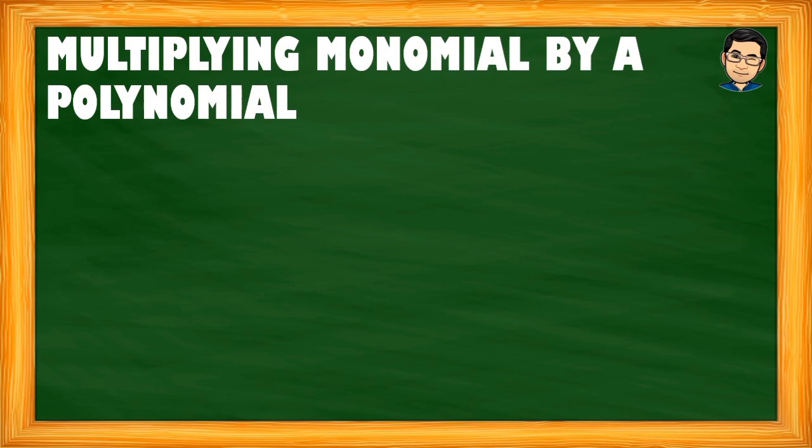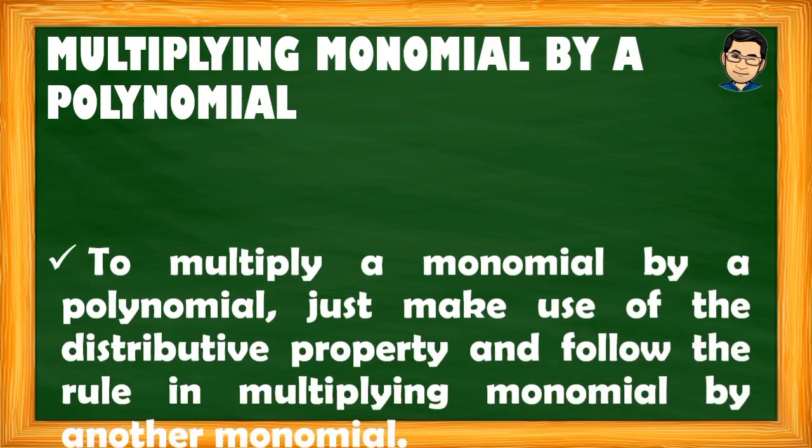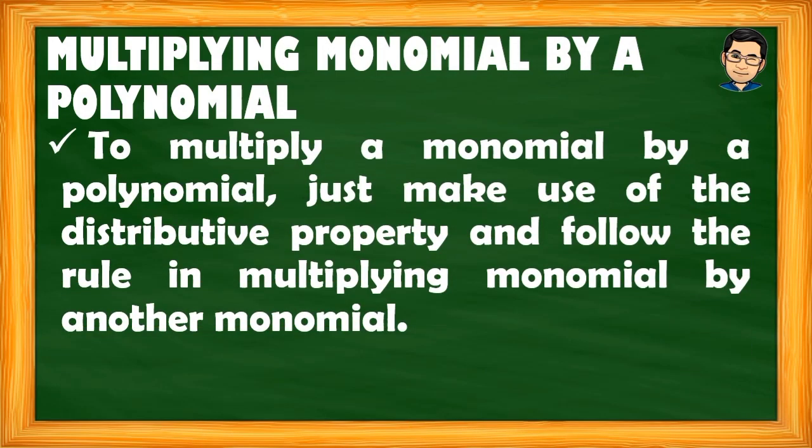Next, multiplying monomial by a polynomial. To multiply a monomial by a polynomial, just make use of the distributive property and follow the rule in multiplying monomial by another monomial. So, magdi-distribute lang po tayo dito, and then i-apply natin yung rules ng multiplying monomial by monomial. Again, connected pa rin po dito, applied pa rin po dito yung laws of exponents.